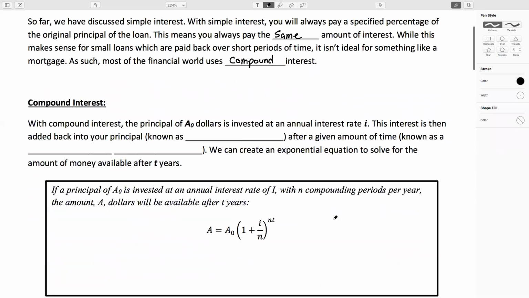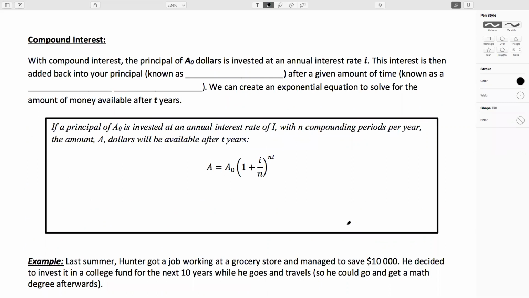interest. With compound interest, a principal of A0 is invested at an annual interest rate of I. This interest is then added back into your principal, known as compound. After a given amount of time, known as the compounding period, we can create an exponential equation to solve for the amount of money available after t years.